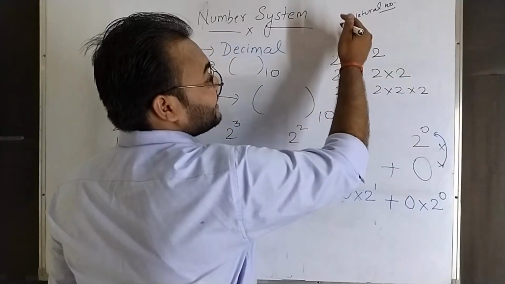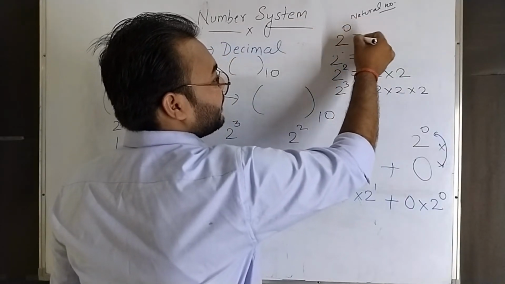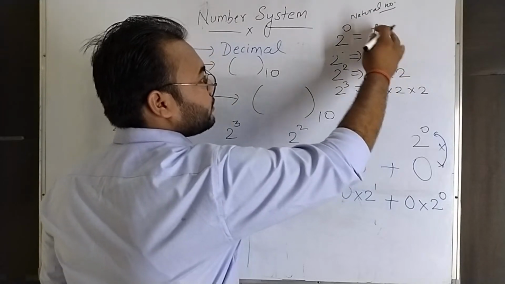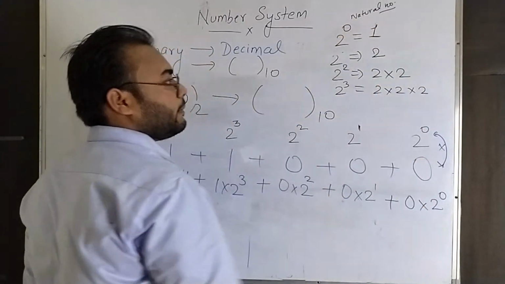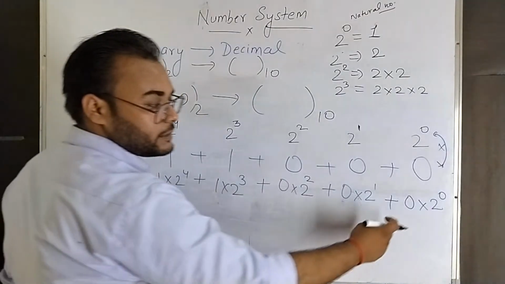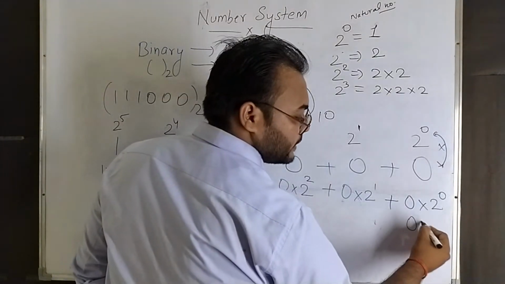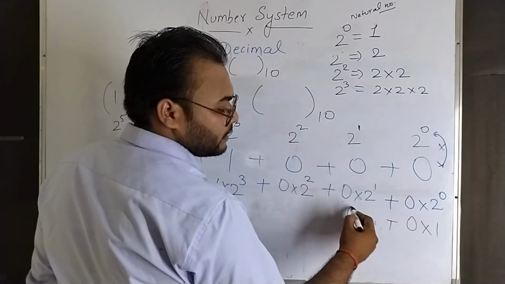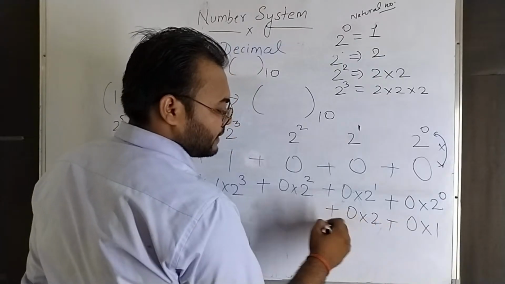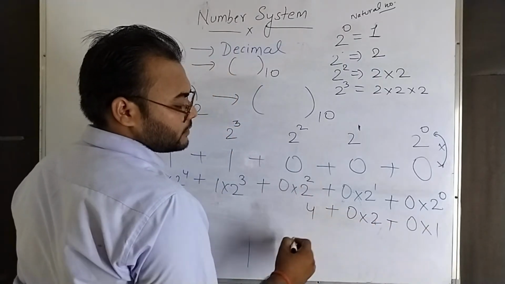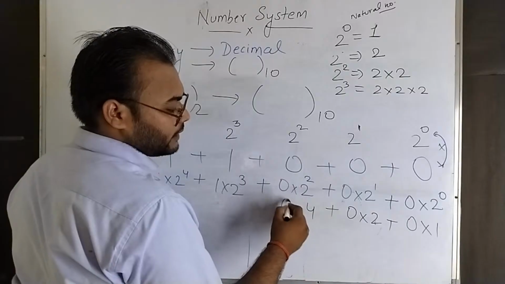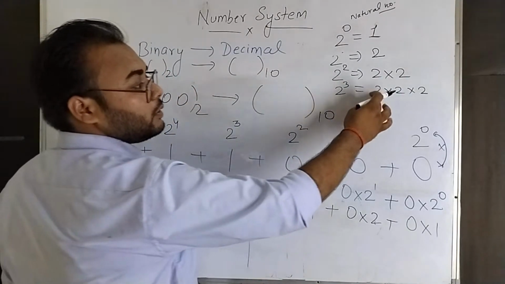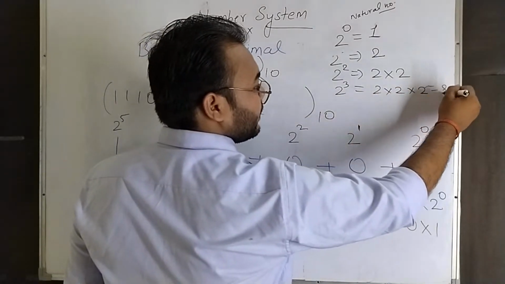But the basic concept is what? Whenever any number contains the power 0, its value is always equal to 1. Remember everyone, this is a basic concept. So we have 0 into 2 to the power 0. It means 0 into 1, plus 2 to the power 1 means 0 into 2, plus 2 to the power 2 is 4. It is 0 into 4, plus 2 to the power 3 means 2, 4, 8. It is 8.